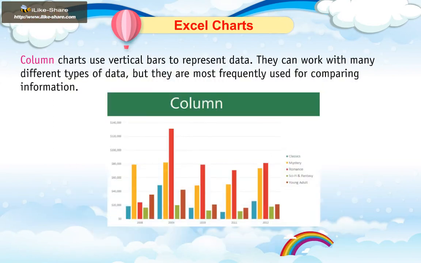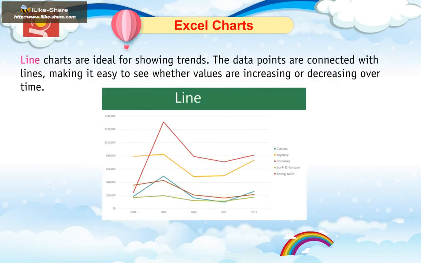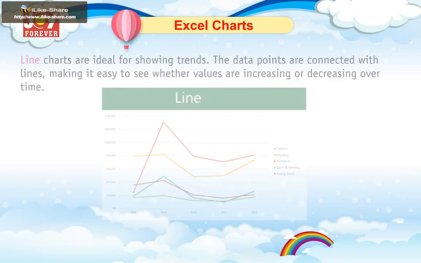Column. Column charts use vertical bars to represent data. They can work with many different types of data, but they are most frequently used for comparing information. Line charts. Line charts are ideal for showing trends. The data points are connected with lines, making it easy to see whether values are increasing or decreasing over time.